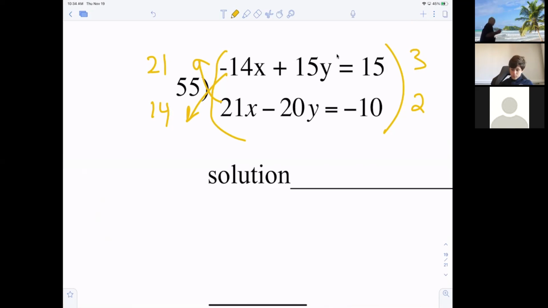Why am I not? Because one is already negative, Alden. If one's already negative, you don't have to multiply by a negative. Because that's your objective, is to make one positive and one negative.